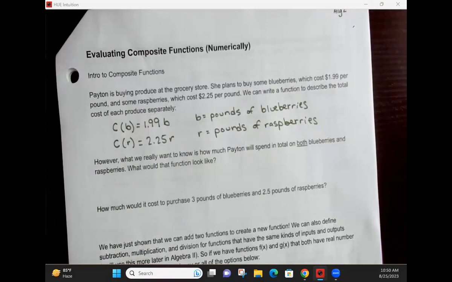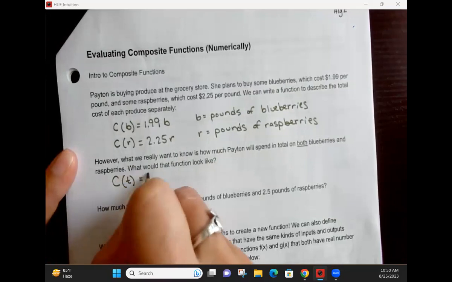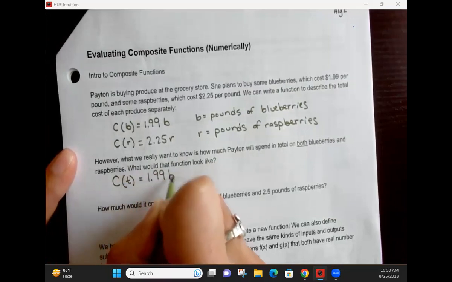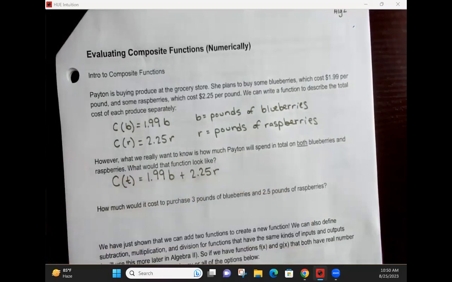So if I really wanted to know how much money am I spending at the grocery store, what would we need to do? How could I represent that? If I wanted to know the cost of both of these things at once, I could add them up, right? I could add up my functions, okay? So to find that total cost, 1.99B plus 2.25R, right? I can add up what I spend on blueberries and what I spend on raspberries.